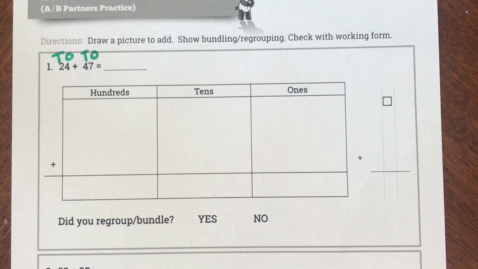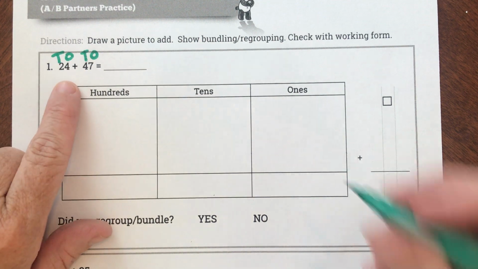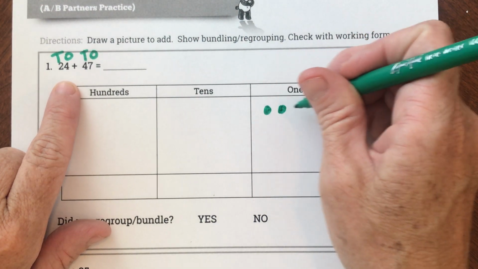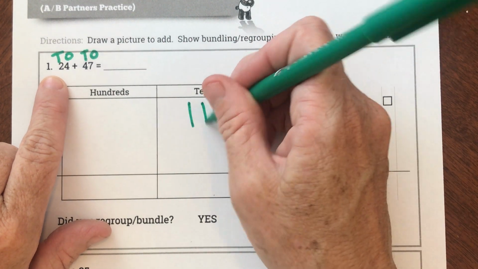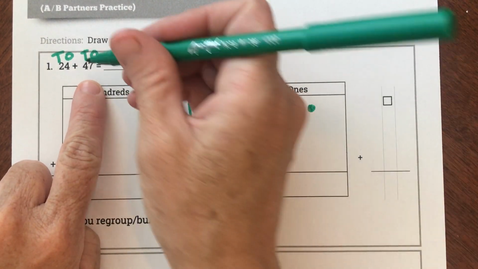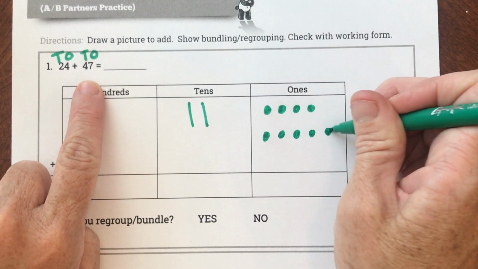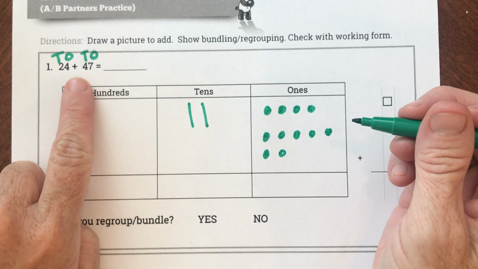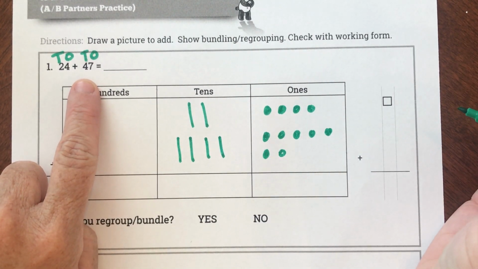Okay, step 1 says we're going to draw. So my first add-in is 24. So it's 4 1s, 1, 2, 3, 4, and 2 10s, 1, 2. Our second add-in is 47. So it's 7 1s, 1, 2, 3, 4, 5, 6, 7, and 4 10s, 1, 2, 3, 4.